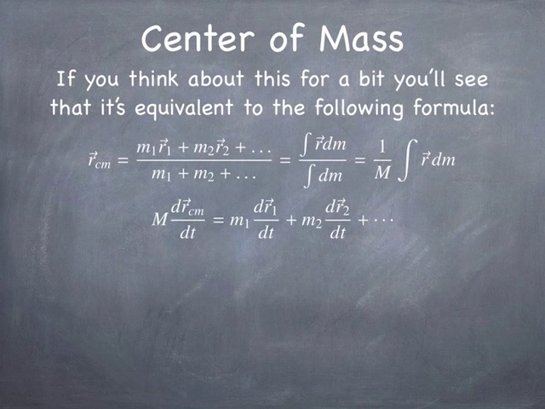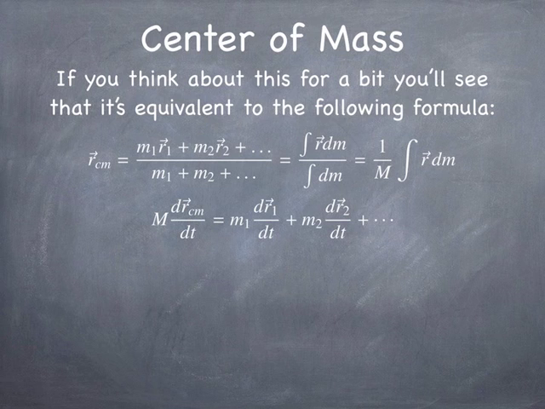Mass 1 times its velocity plus mass 2 times its velocity plus and so on. That's nothing other than the total momentum of the system, the sum of the momenta of all the pieces. But on the left, what I have is the total mass of the system times the rate of change of the center of mass. That's the velocity of the center of mass.